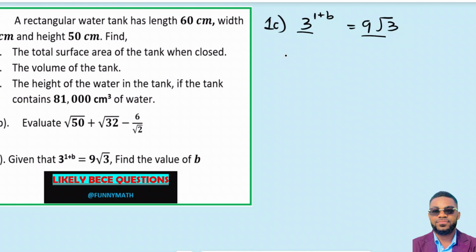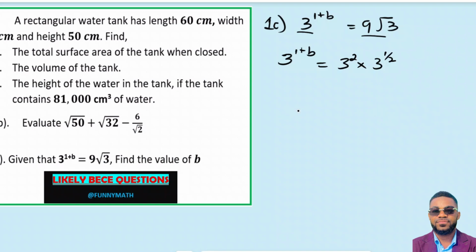You see, 3 cannot be simplified again. So I'm just going to write the same thing: 3 exponent 1 plus b. But on the right hand side, something can be done. 9 can be written as 3 exponent 2. Now times the root of 3 is the same as 3 exponent 1 over 2. Take note of that: the root of a is the same as a exponent 1 on 2. So this is a rule that you are supposed to know.